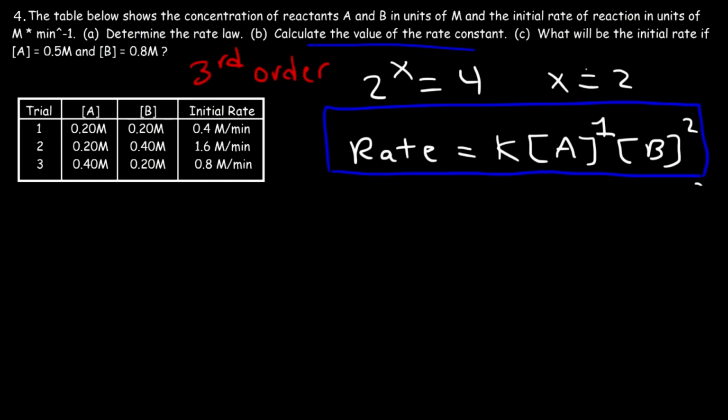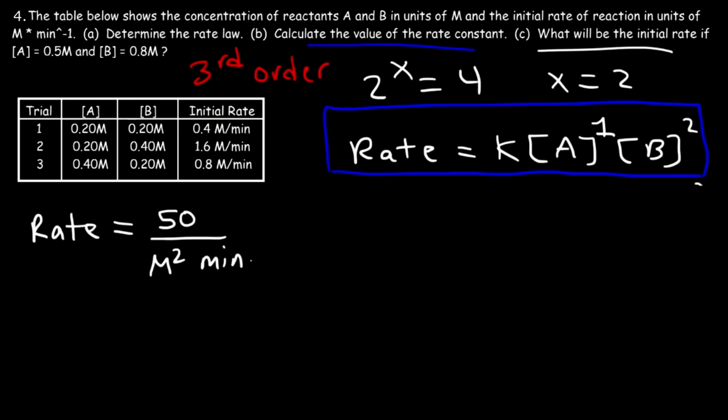So now, let's focus on part C. What will be the initial rate if the concentration of A is 0.5 moles per liter and B is 0.8 moles per liter? So now we just got to plug it into the equation. So we have the value of K. K is going to be 50, and the units is m to the negative 2, which is basically, you could put that on the bottom, m squared, and then it's minutes on the bottom as well, which is minutes to the minus 1 on top.